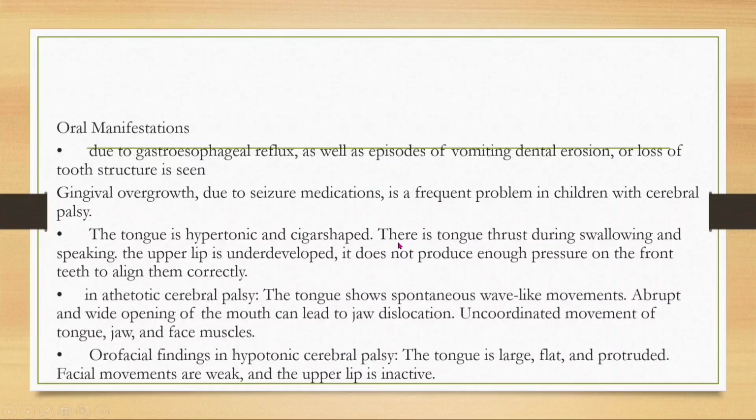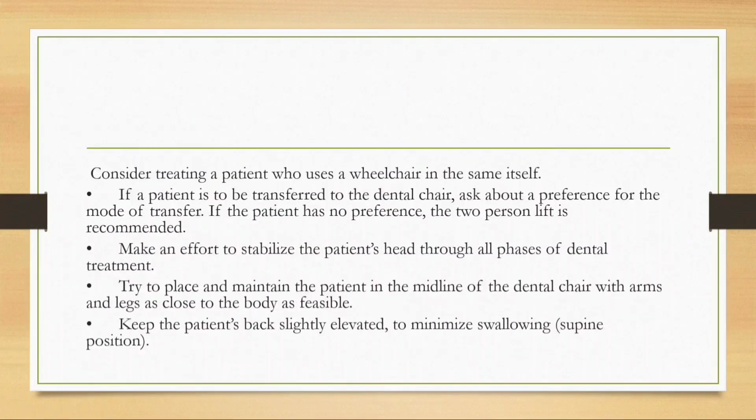The tongue thrusts during swallowing and speaking. The upper lip will be underdeveloped. It does not produce enough pressure on the front teeth to align them correctly. And in athetoid cerebral palsy, the tongue shows spontaneous wave-like motions. Abrupt and wide opening of the mouth can lead to jaw dislocation. Uncoordinated movement of the tongue, jaw, and face muscles will be there. And orofacial findings in hypotonic cerebral palsy: the tongue is large, flat, and protruded. Facial movements are weak, and the upper lip is inactive.